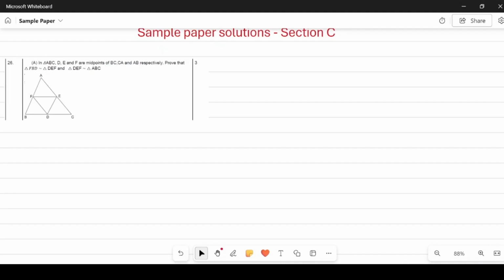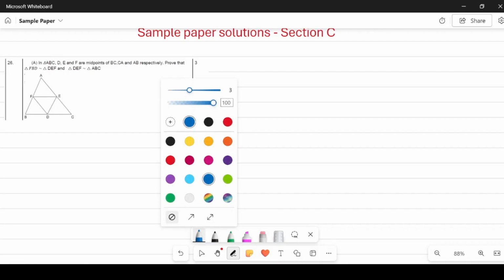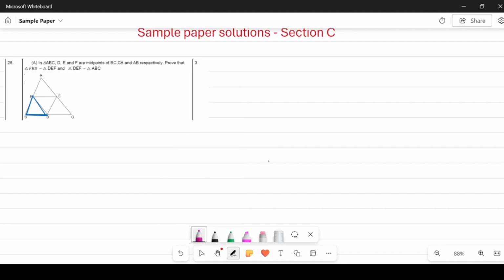Okay. If you see here, triangle FBD is this triangle, FBD, and triangle DEF here. So we need to prove that these two triangles are similar. If we can prove at least two angles of these triangles are equal, then by a rule of similarity we can tell that these two triangles are similar.